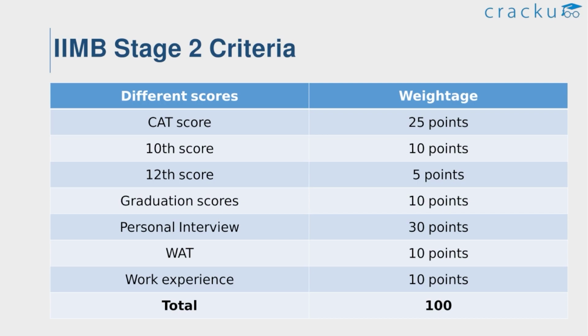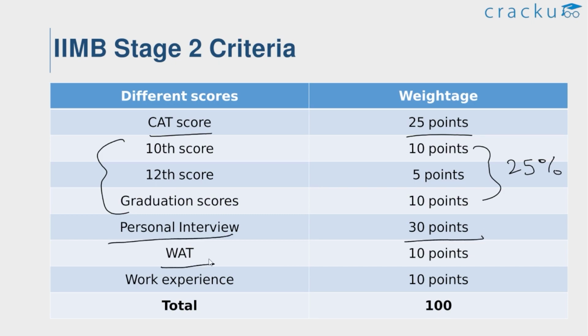Even this stage is also a little difficult because even in this final selection criteria, they will consider the academic scores, unlike the other institutes. Here you can see that they allotted 25% of weight for your academic scores. For the CAT score, the weight is 25 points. For the personal interview, the weightage is 30 points. And for the written ability test, the weightage is 10 points. Coming to the work experience, the weightage is 10 points.